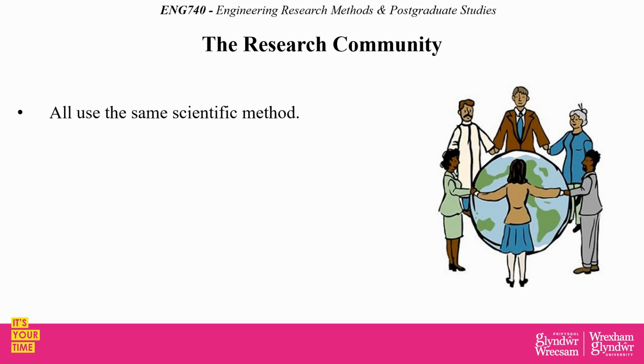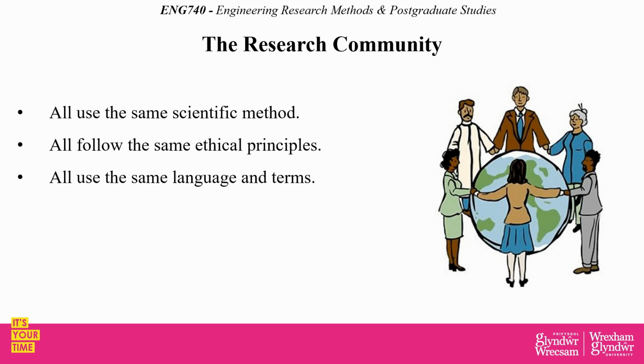So one thing is standard, no matter what your discipline is, we need to make sure that they all use the same scientific method. They all follow the same ethical principles, and they all use the same language and terms. However, for a mechanical student, say the Journal of Mechanical Engineering, the language and terminology used in that journal will be completely different to a journal that's more prescribed to electrical and electronic engineering. However, there is some crossover, which is the scientific method and the ethical principles, but the language and terminology may differ depending on the different journals and the different categories of disciplines that you may be looking into.